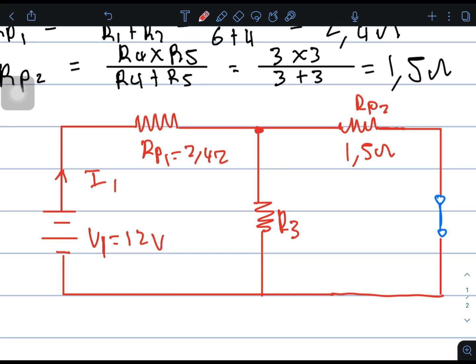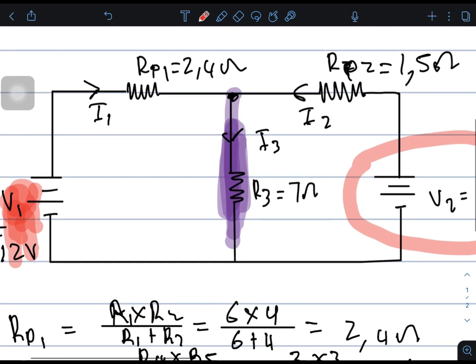Let's say a contribution current of the source. Let's call it I3 and V1 to show that this current I3 is the magnitude of the current that the source is adding to this branch. And then there is also the current from the source going in this direction. We call it I2.